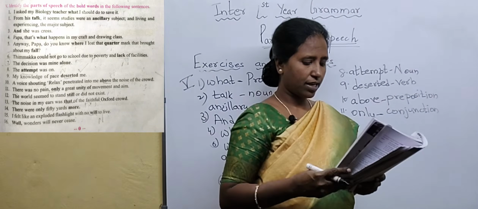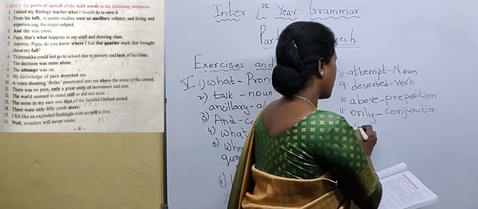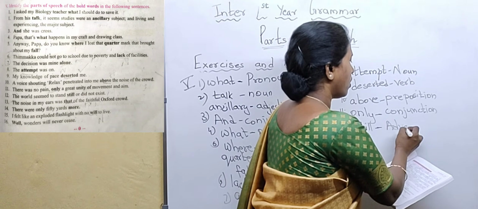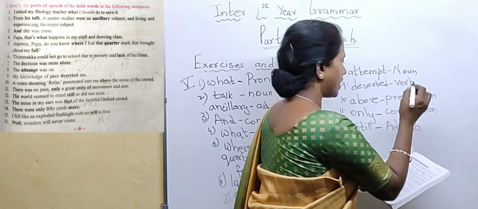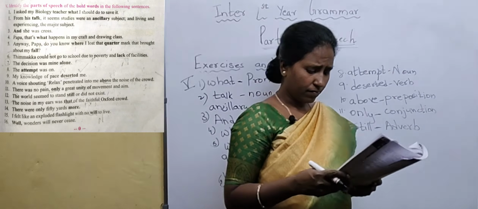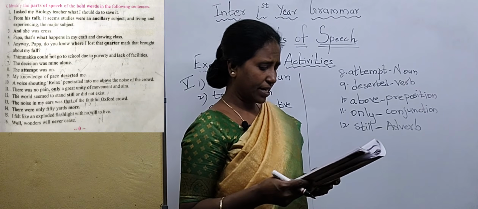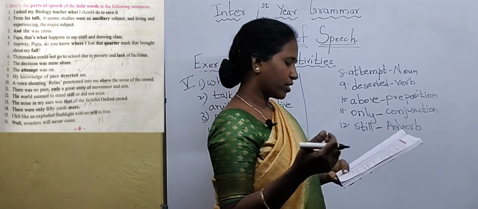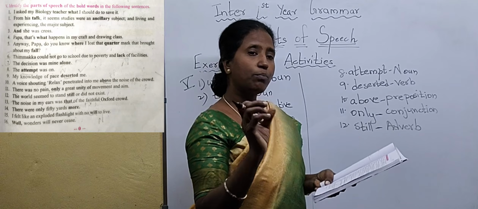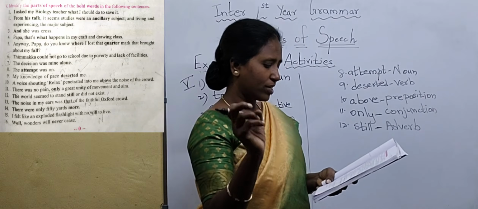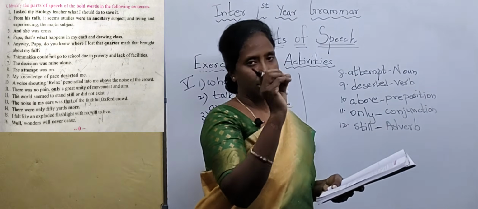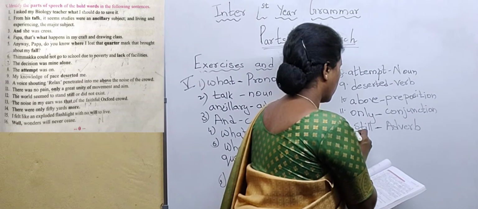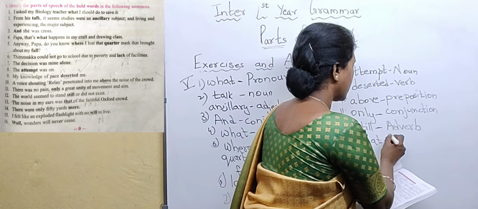Okay. The world seemed to stand still. Still means at one place. It is giving the answer to the question where or how. So, it is an adverb. The noise in my ears was that of the faithful Oxford crowd. That implies some type of noise. So, it is indicating one particular thing. It is a substitute for one particular thing. So, it is a pronoun.